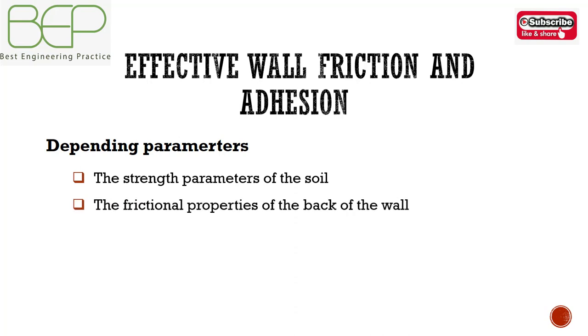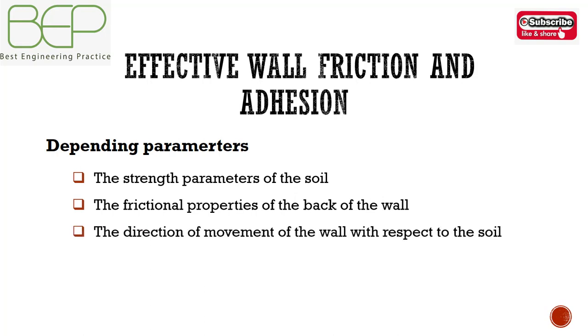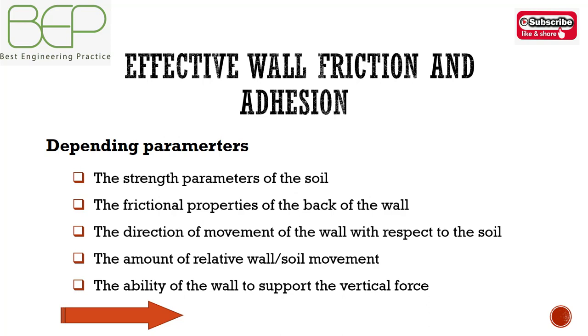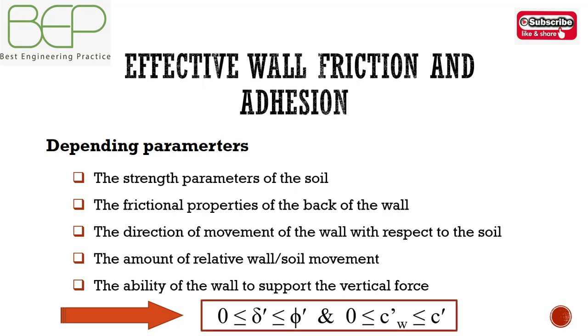The frictional properties of the back of the wall, the direction of movement of the wall with respect to the soil, the amount of relative wall-soil movement, and the ability of the wall to support the vertical force implied by the wall friction and adhesion. Thus, the mobilized effective angle of wall friction, delta prime, must be less than the effective angle of friction of the subsoil, and the effective wall adhesion must be less than the effective soil cohesion that is assumed.